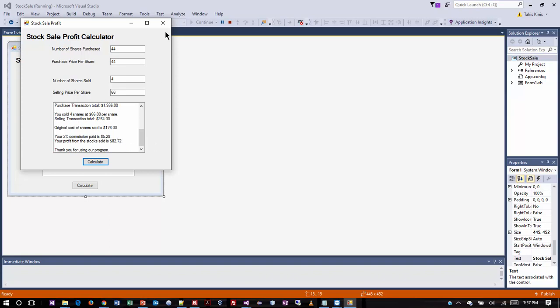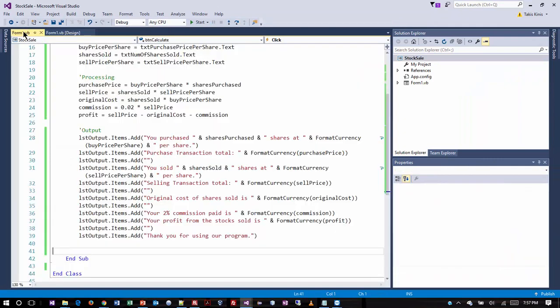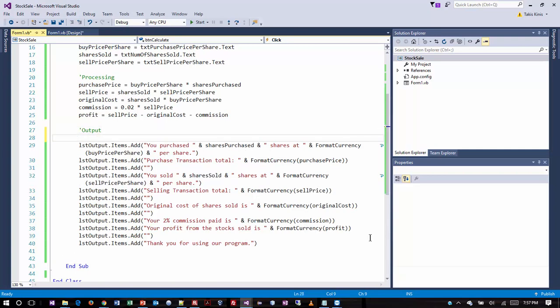So let me show you how to do that. It's pretty simple. I'm just going to go back to my code. And then right here for the output box, at the very top of it, I'm just going to say lstOutput.Items. You know what the command is? Clear. And I always forget, do I need parentheses for this or not? I'll find out.